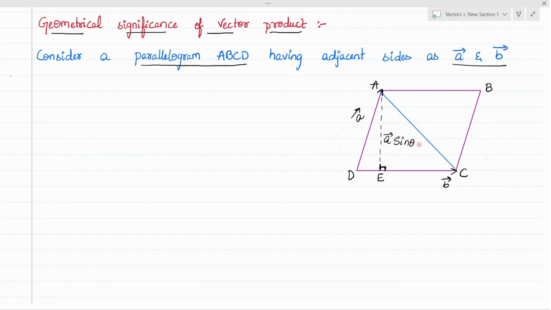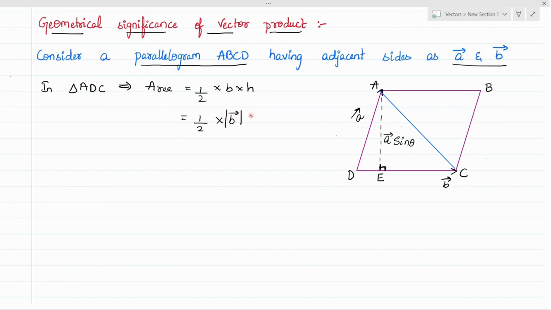Now, we know that the diagonal of a parallelogram divides the parallelogram into two congruent triangles. So, here AC is the diagonal which divides the parallelogram into two congruent triangles. So, in triangle ADC, what will the area be? Area of triangle becomes half into base into height, right? So here what is the base? Base is nothing but the B vector, that is DC, right?